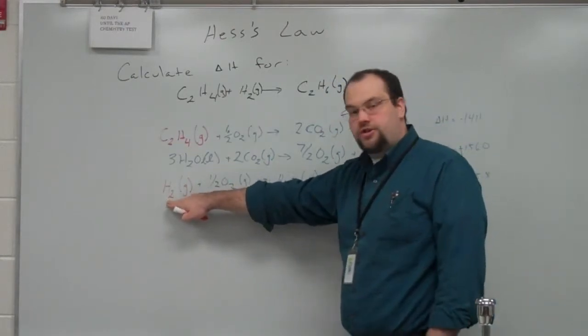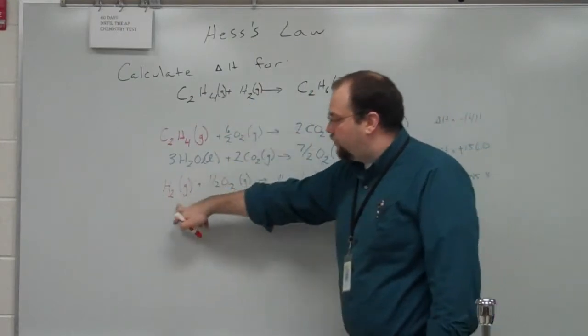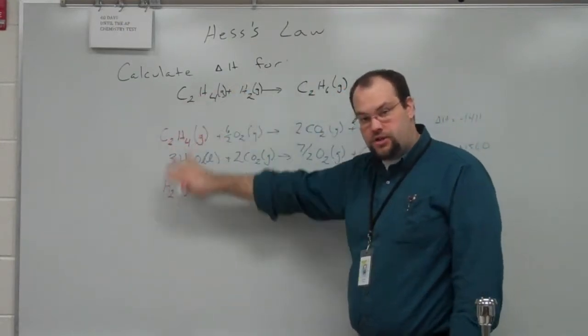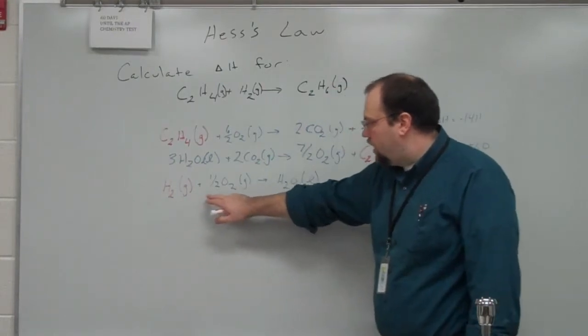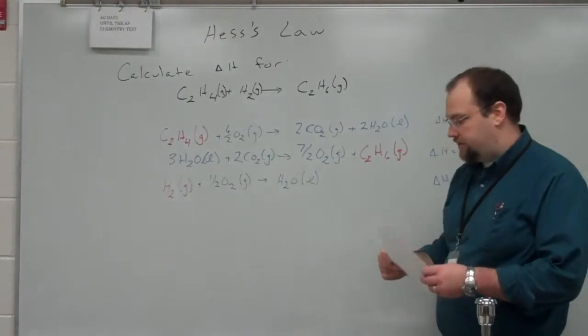In my third reaction, I have H2 gas here as a reactant. I have H2 gas here as a reactant. I have one here, one here. Perfect. I don't need to change this at all. And then I have, obviously, these other things. So I'm not going to change this. I'm not going to change my delta H value.